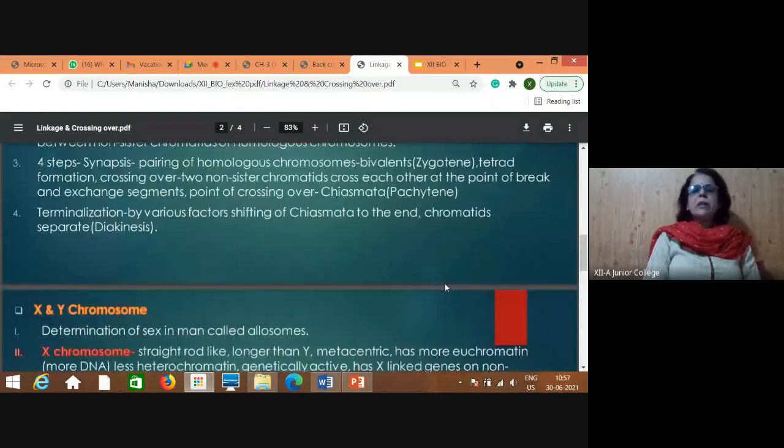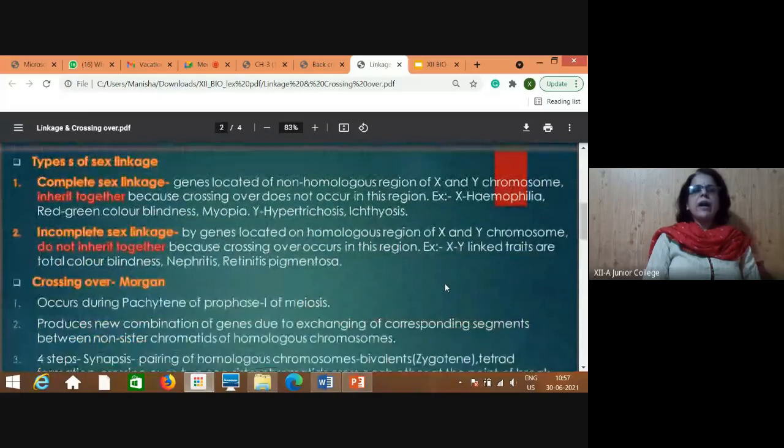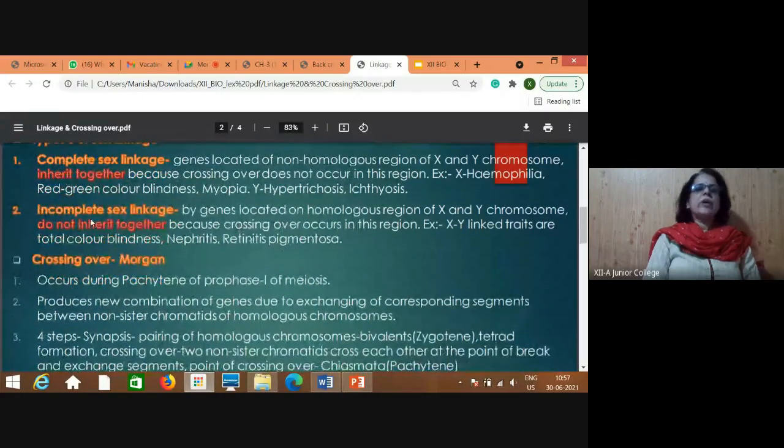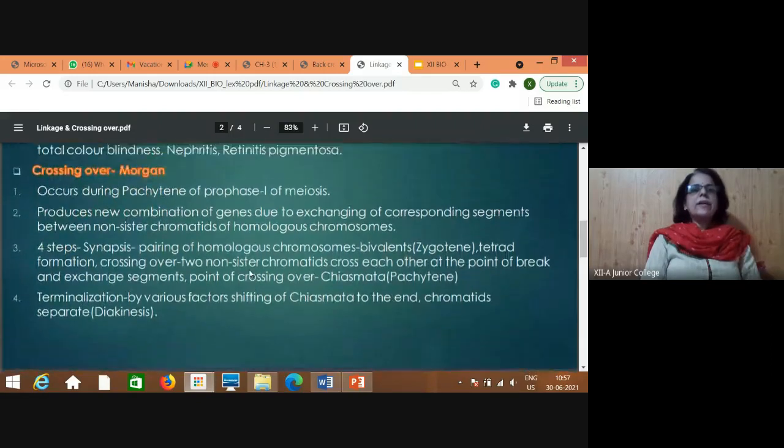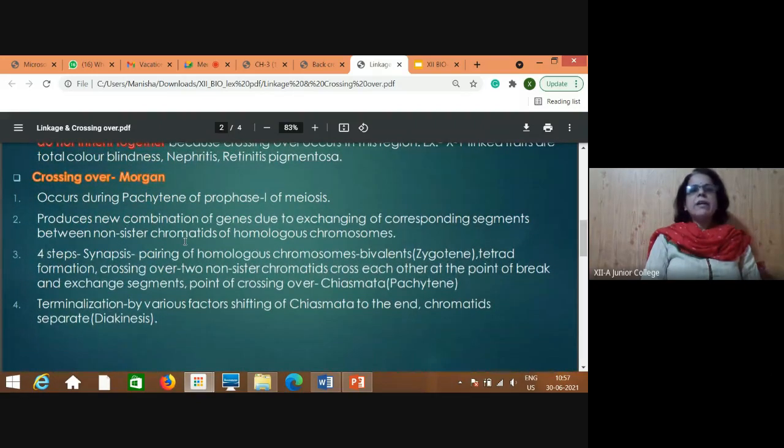That means they are not completely inherited as they are, and they do not inherit together because of crossing over. There are chances of crossing over, so these genes present on this homologous region do not inherit together. And these are some of the examples. Now we'll talk about crossing over. What exactly crossing over is, I will explain in the next period; it happens during meiosis.